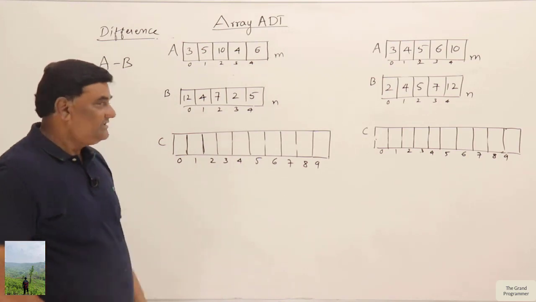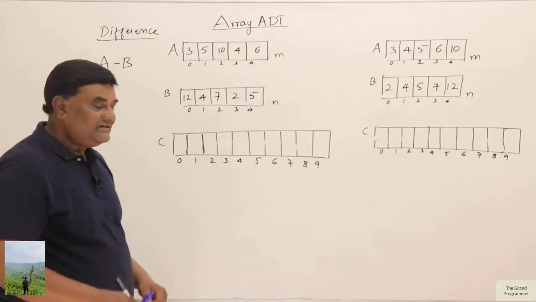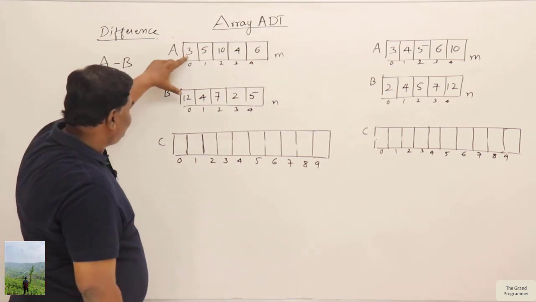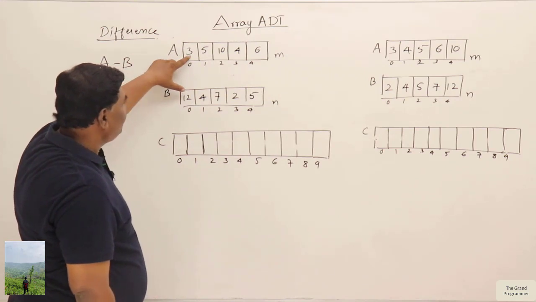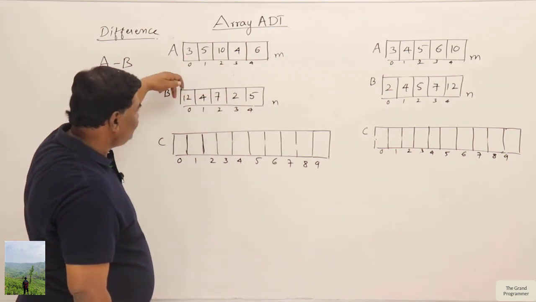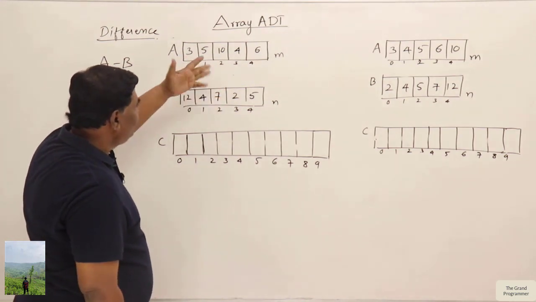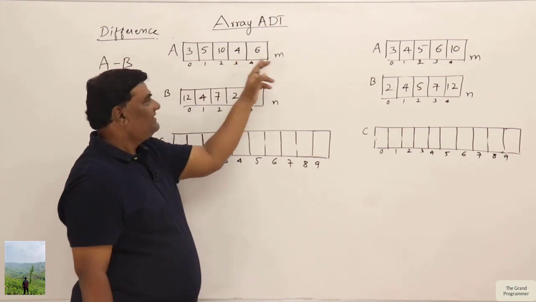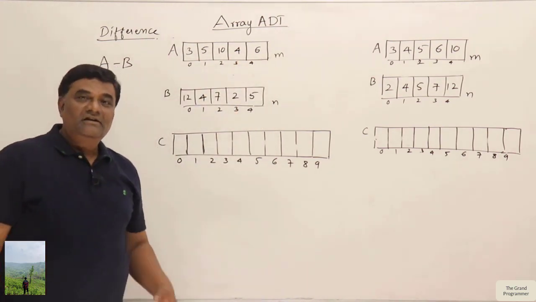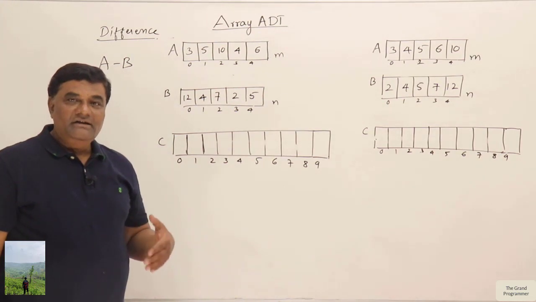How to get those elements? So what are those elements? Let us see. See, 3 is not present in B, 3 is in the result, 5 is there, don't take it, 10 is not there, take it, 4 is there, don't take it, 6. So 3, 10 and 6, these are the three elements that come after A minus B.